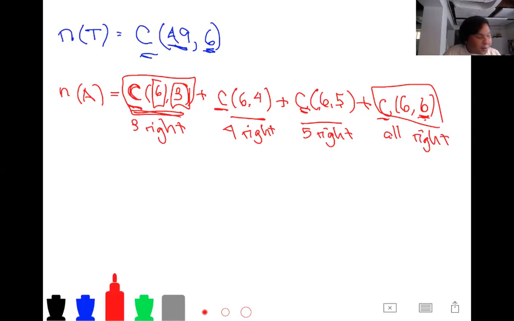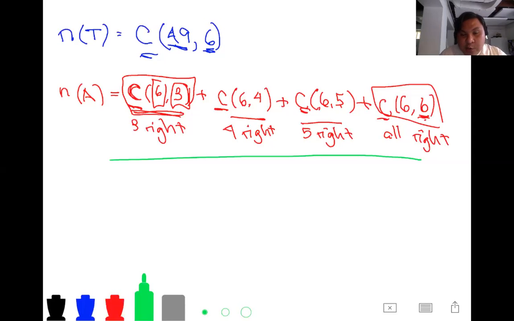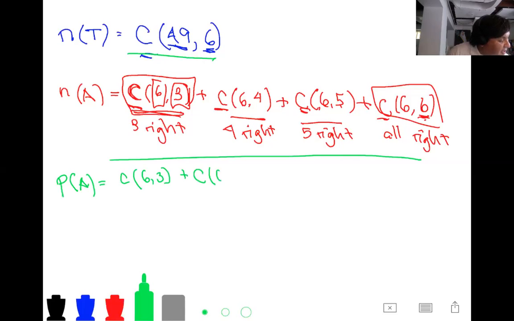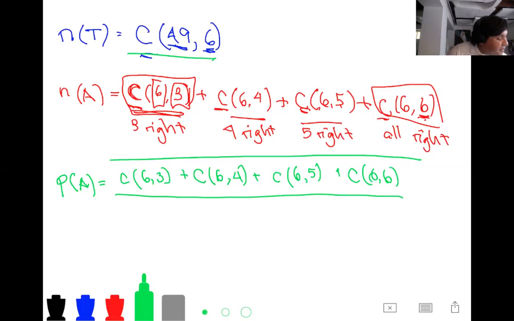So now that we have the total number of ways that the person can win, and we have the total number of ways that any possible outcome can occur, the probability a person wins is simply the ratio of this sum divided by the total number of possible outcomes. So this is C(6,3) plus C(6,4) plus C(6,5) plus C(6,6), divided by C(49,6).